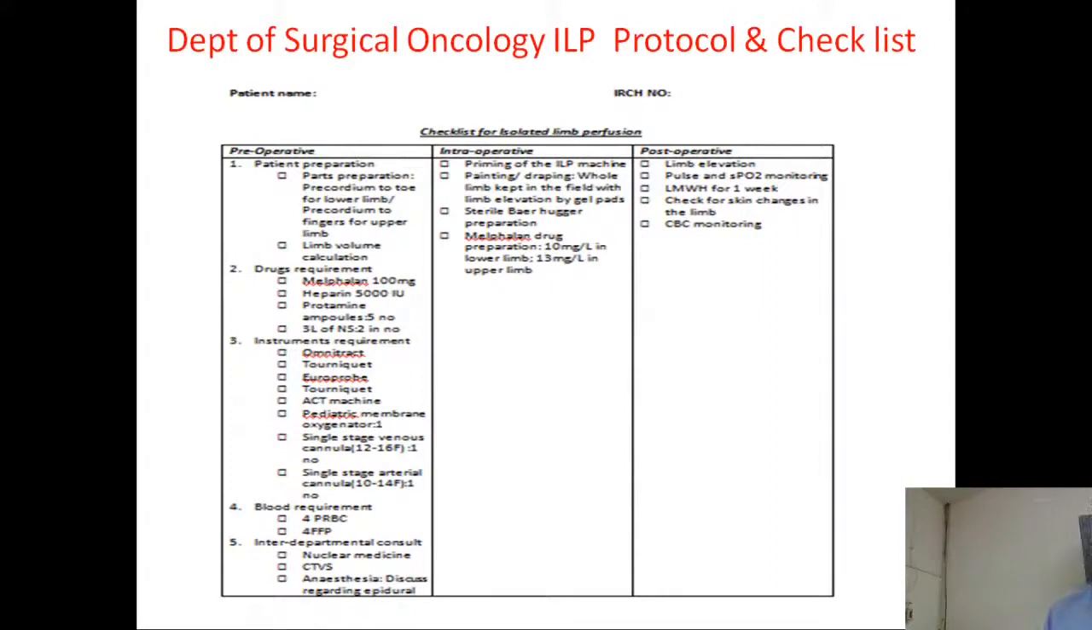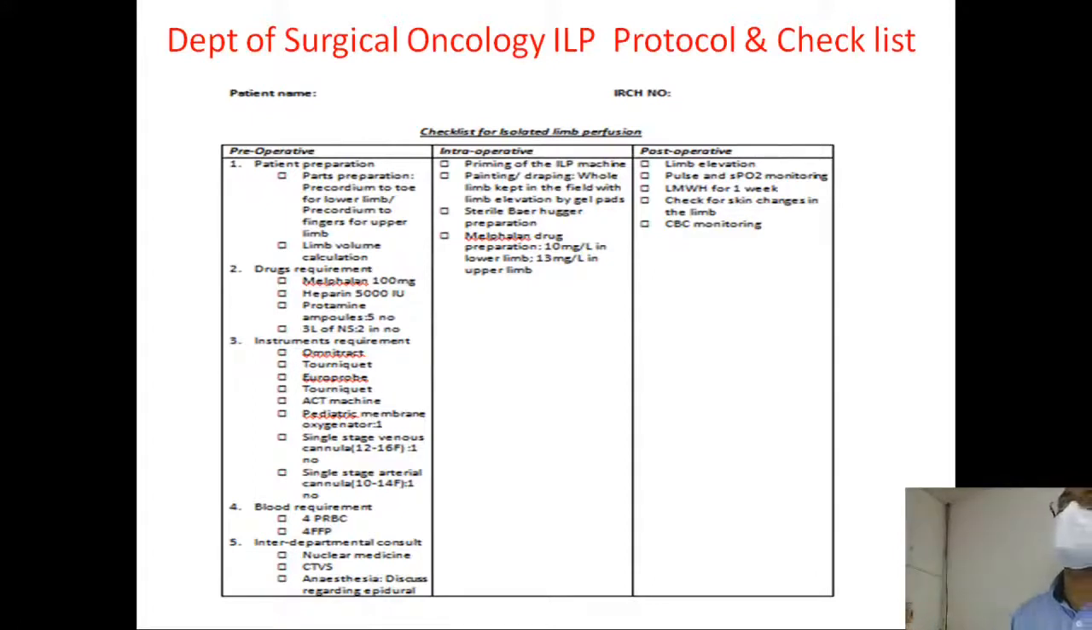Since we were going for a major surgical procedure and it was done for the first time in our institute, we made our departmental protocol along with a checklist. This checklist included pre-operative assessment, intraoperative assessment, and post-operative assessment.